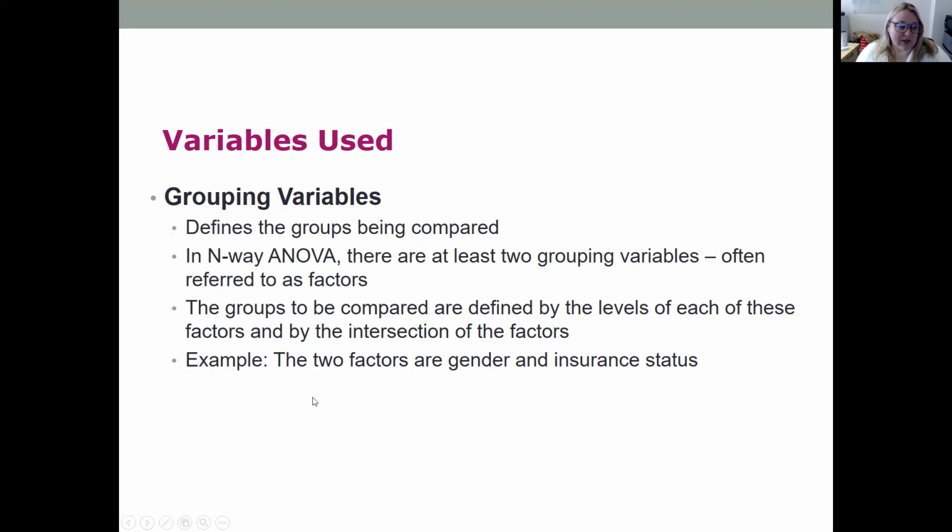And so when we look at that, we may define gender in a dichotomous way, or we may define gender in a more inclusive way and have multiple selections for gender, and then insurance status, depending on what variables we're looking at, may include more than one answer.